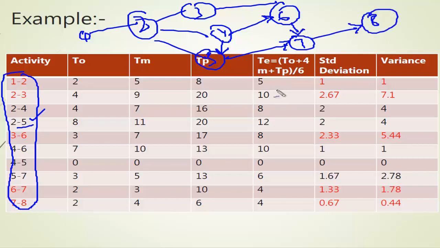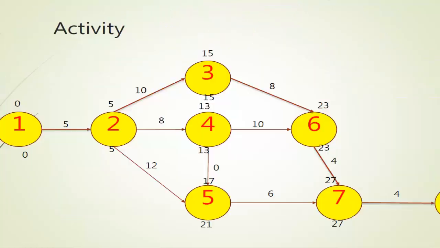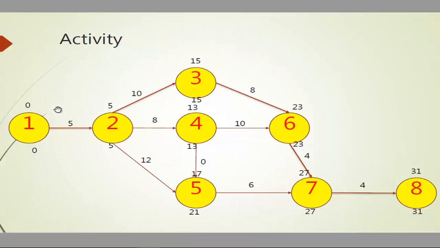Then we have calculated the expected times: from 1 to 2 the expected time is 5, from 2 to 3 it is 10, and so on. We can see it in this diagram. This is 1, this is 2, and these are my activities. From 2 we can go to 4 as well as 5, then 4 goes to 5, and so on. These are the expected times which we calculated: 5, 10, 8, 8, 12, 10, 6, 4, and 4.